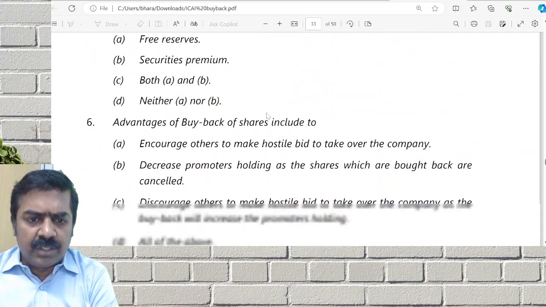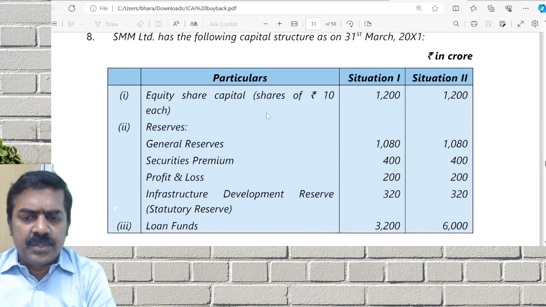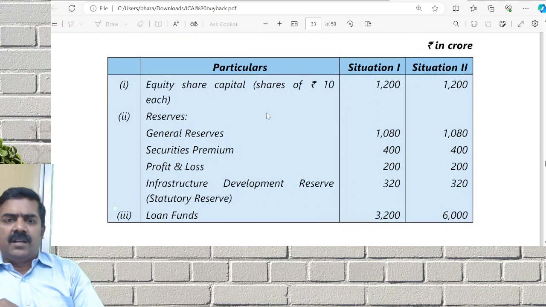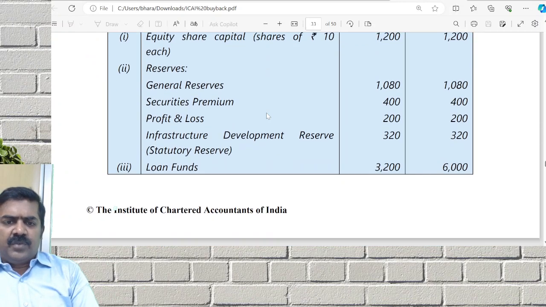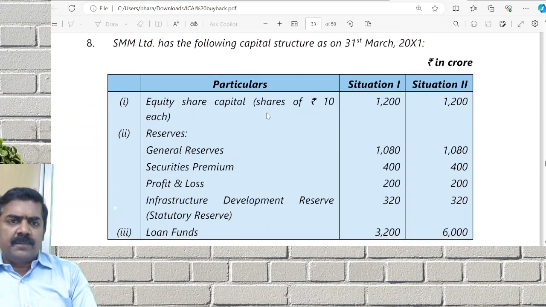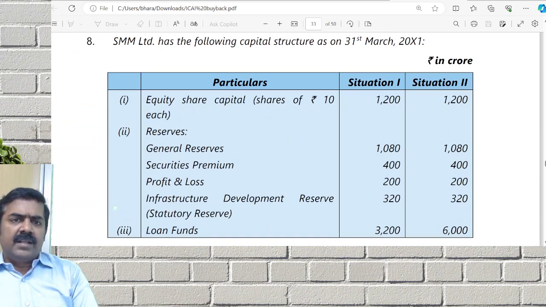If not, ensure that you are going through the MCQs. We'll solve 1 or 2 questions from your ICAI material also. If you have the material, you can go through. Otherwise, you can just look at the display. That is sufficient. SMM Limited has the following capital structure.